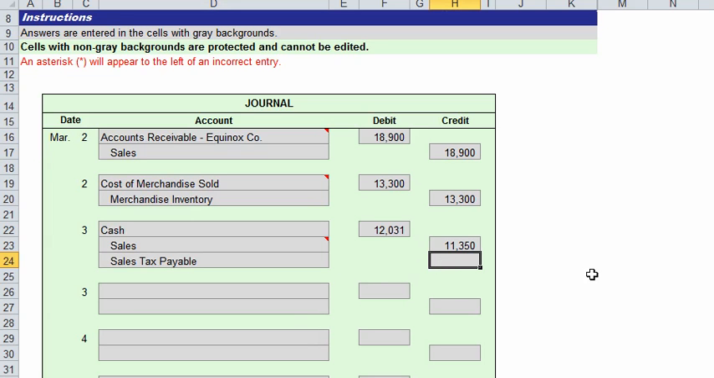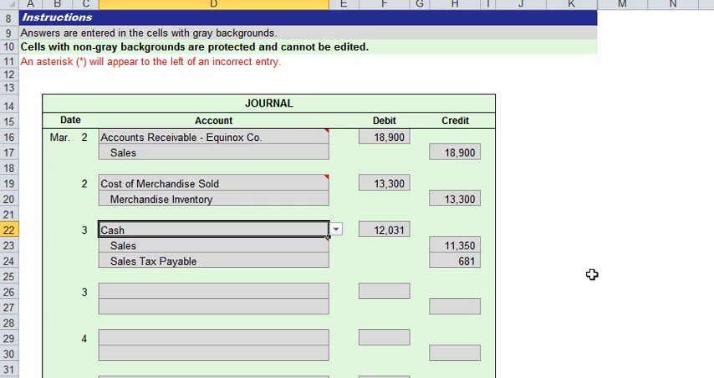So it creates a liability for us called sales tax payable. And then that liability would be equal to $11,350 times 0.06, just the sales tax percentage here. That gets you to $681. And notice that balance is our entry. If you add together your two credits, you get the amount of the debit to cash.